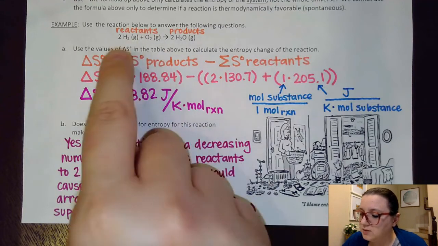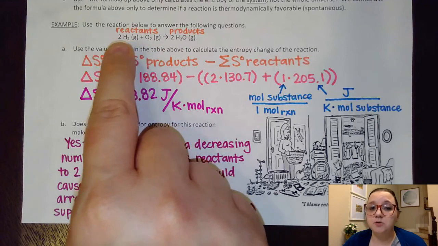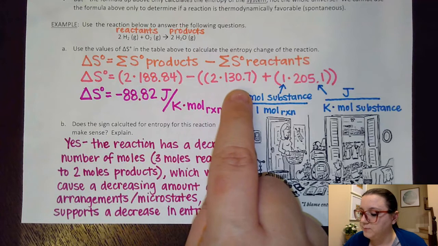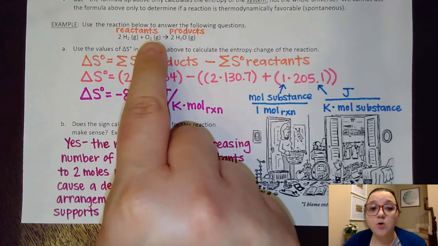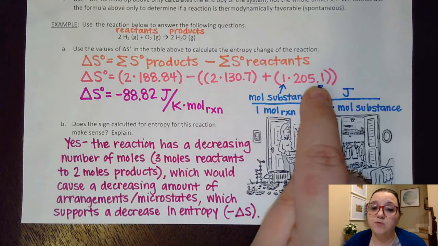Our first reactant was H2. So I went and found its value above in the table and I multiplied that by 2. So that gives us 2 times 130.7. I then went and found the value for O2. There's only 1 mole of that, so I did 1 times the 205.1 from the table.